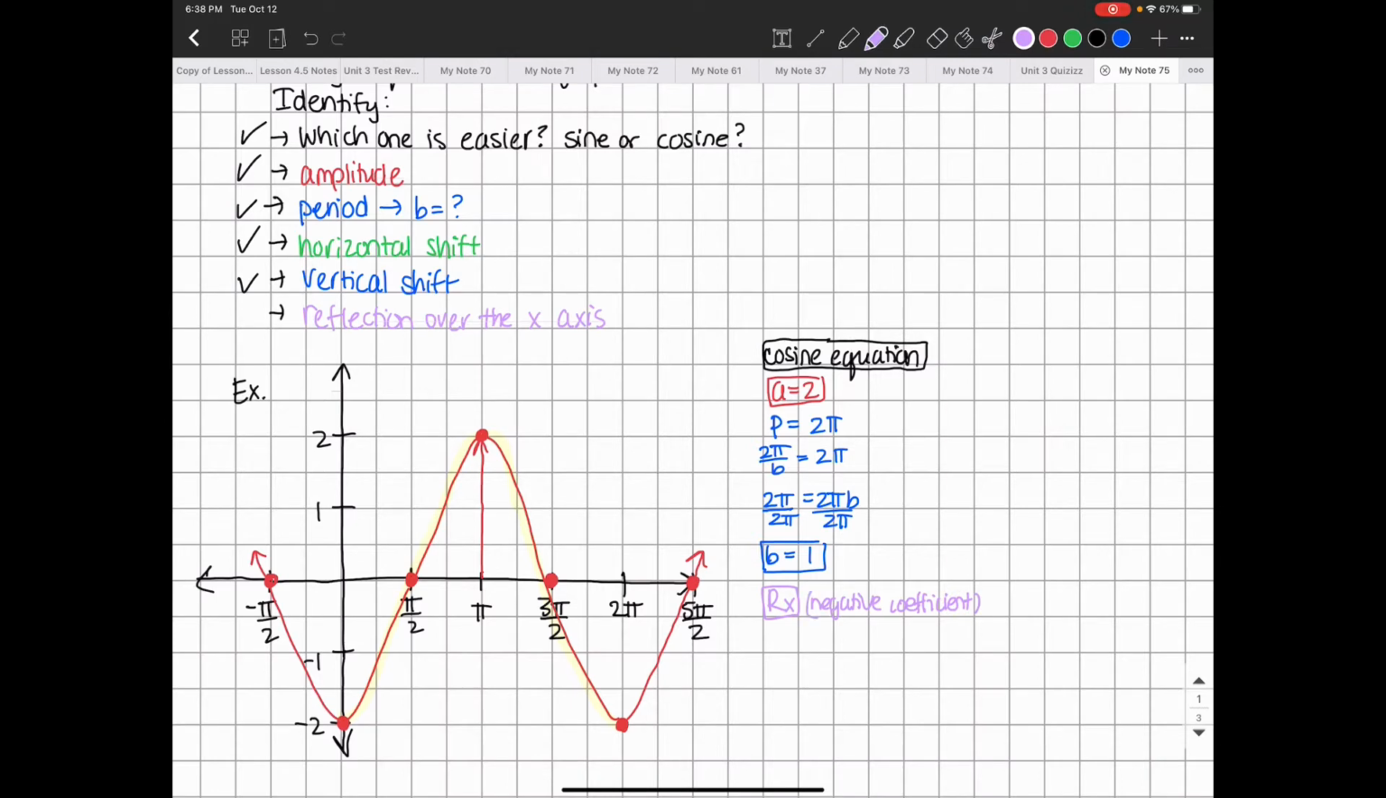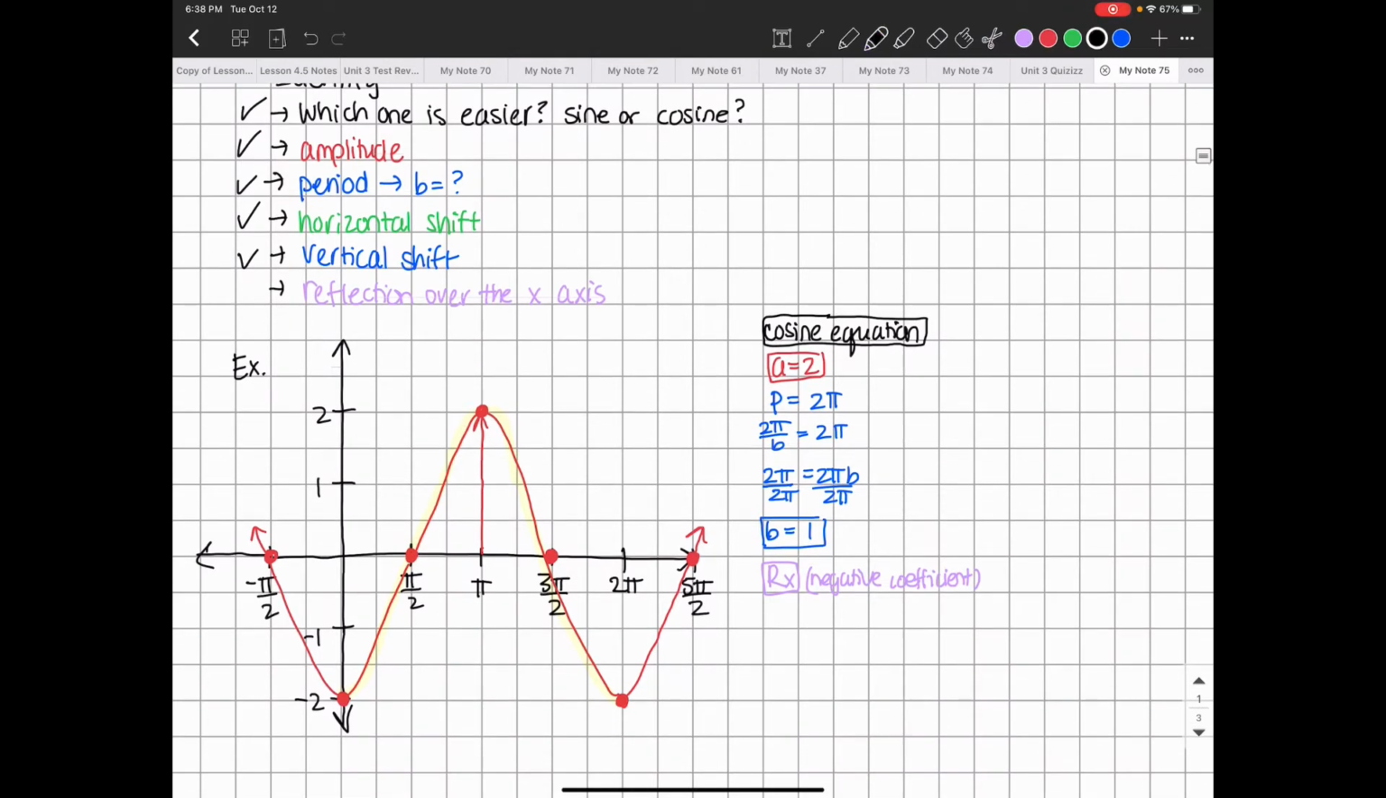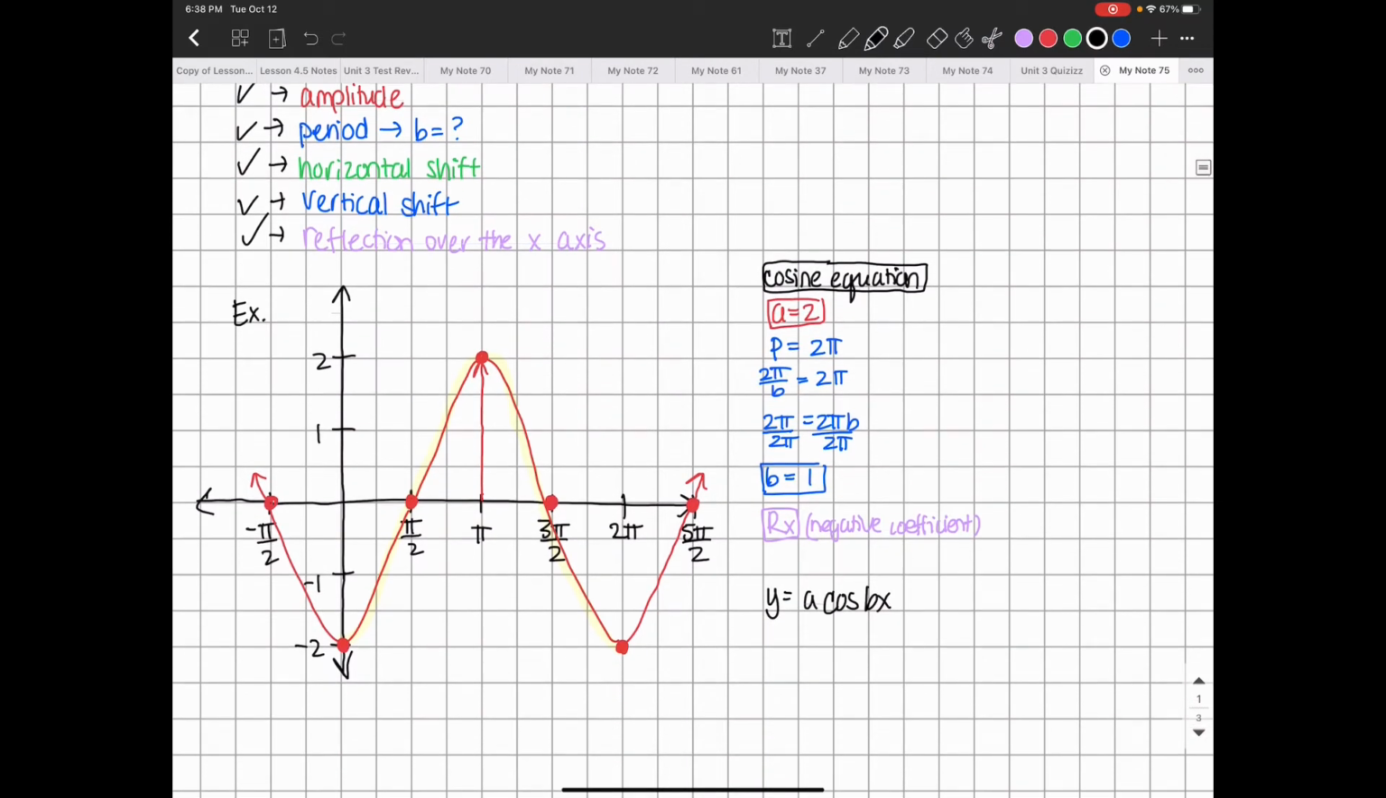Now I'm going to write my equation because I went through all of these things. The base for the equation is y is equal to a times, this is cosine, so a times cosine of bx. And then I plug in the information that I have. So I have y is equal to the reflection over the x-axis. That gives me a negative coefficient. I know a is 2. So I put a 2 for a. I have cosine, b is 1, so I don't need to write it, of x. And there's no vertical or horizontal shift, so this is it. And that's my equation for cosine.